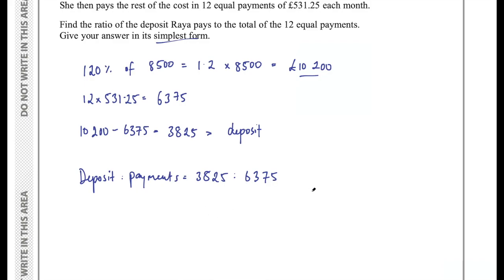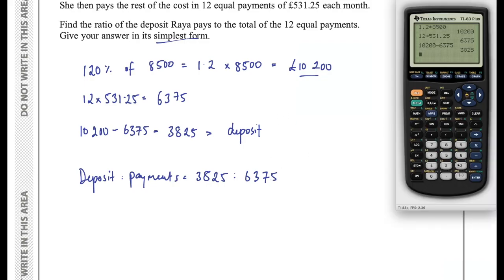There's a couple ways you could simplify this. You could just do trial and error and think, okay, what numbers would go into both? So 5 would be an obvious one, divide by 5, and then divide by whatever else is common between those. A bit of a shortcut here is to divide the two numbers. So do 3,825 divided by, whoops, that's a multiply, divide by 6,375, and that's going to give you a decimal, which you can then convert to a fraction.